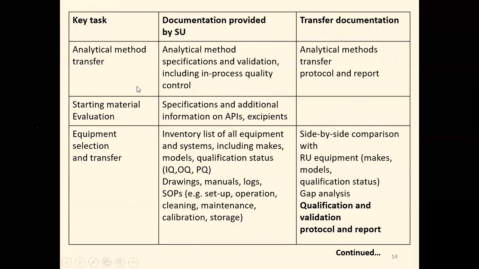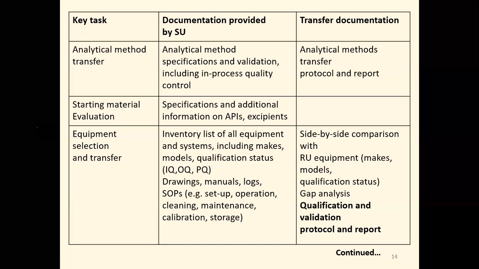Then we go to the analytical method transfer: analytical method specification, its validation protocol, including in-process quality control. When we talk about the transfer documentation for analytical method transfer, again it is the protocol and reports related to that transfer documentation. When we talk about the starting material evaluation documentation, then specification and additional information on APIs. Starting material means APIs and experience. So its specification we have to generate, we have to document that.